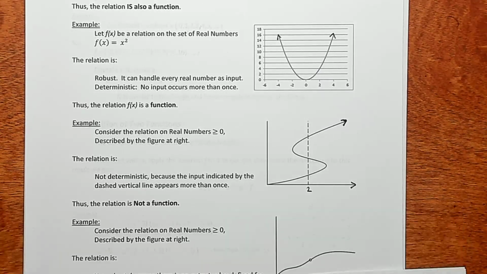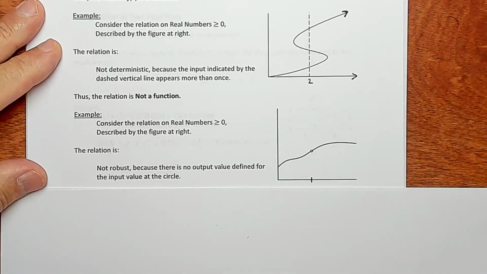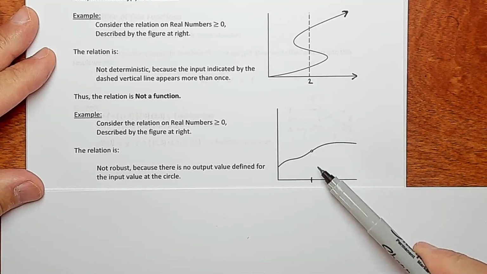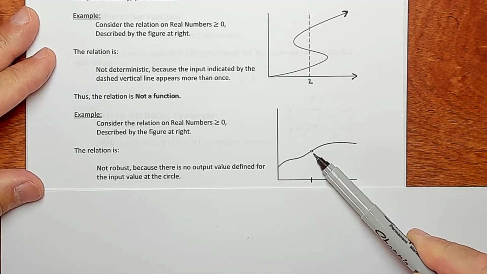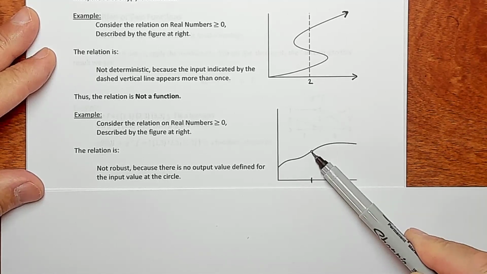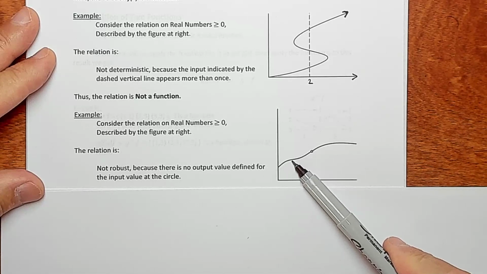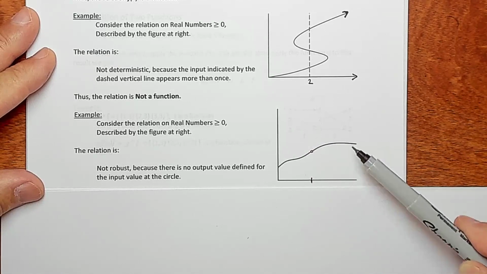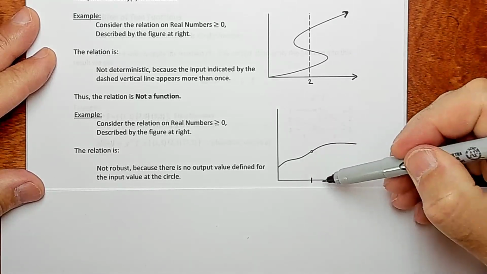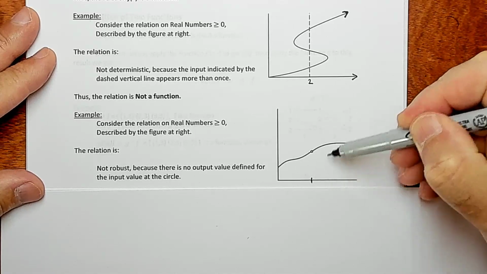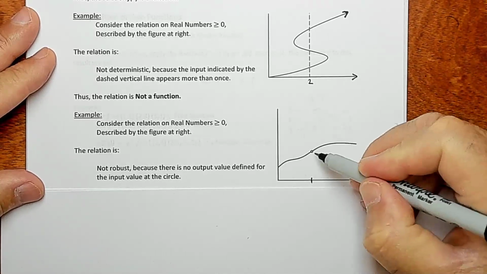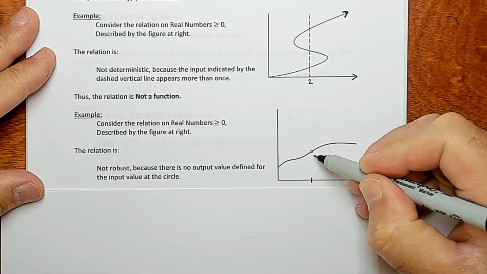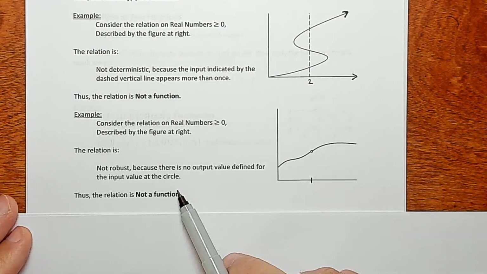Okay, here's one with the opposite situation. This guy here is not robust because it's not defined at this point right here. There's a little hole. So if you give it this input value, it'll break, crash, you know. But it is deterministic. That is, it passes the vertical line test. If you drew a vertical line, there's only one point on that line where it crosses. That's the deterministic part. But here it's failing the robustness part at this point. It doesn't give an output on that point. So this guy is not a function.